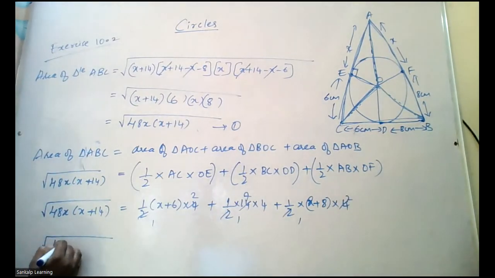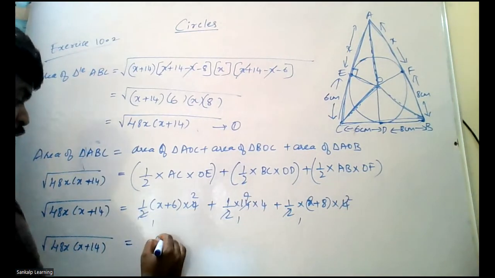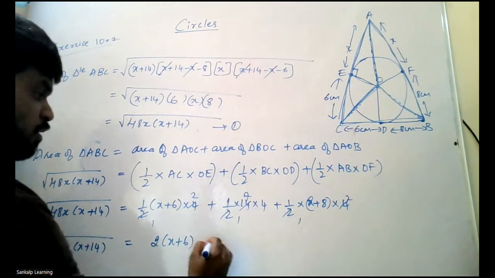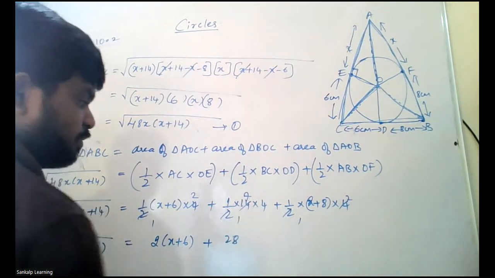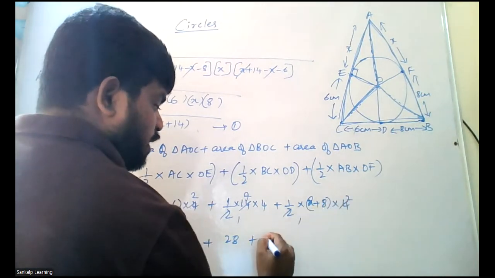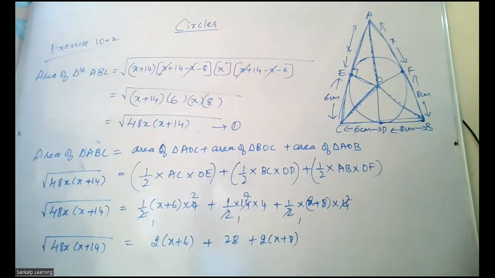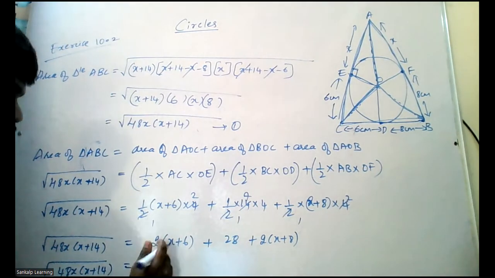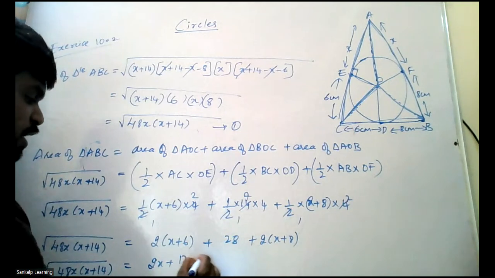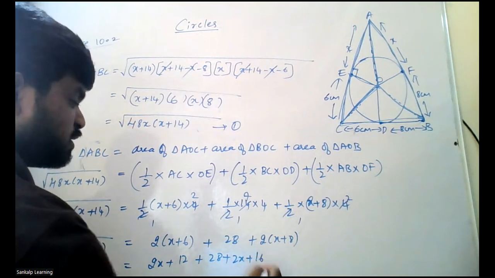Root of 48x into x plus 14 equals, what do you get here? 2 times x plus 6, plus 7 into 4, 28, plus everything gets cancelled, 2 into x plus 8. Isn't it? So now root of 48x into x plus 14 equals 2 into x, 2x, 2 sixes are 12, 28, 2 into x, 2x plus 16.